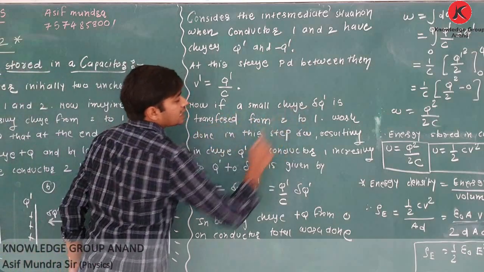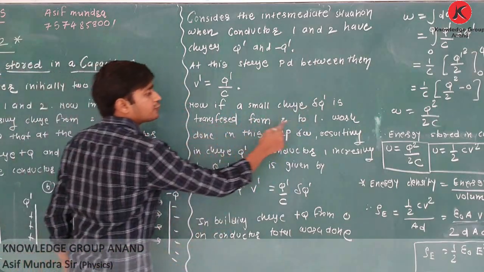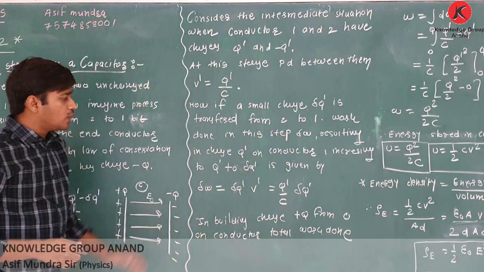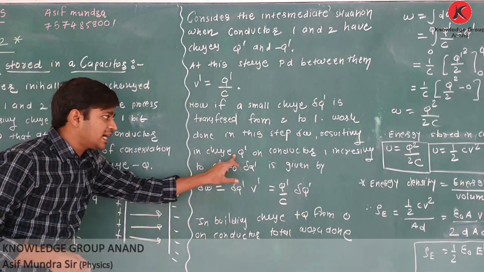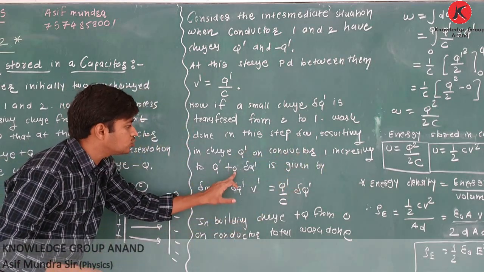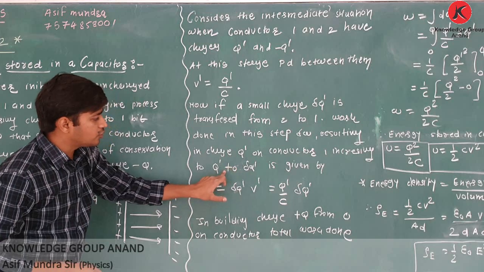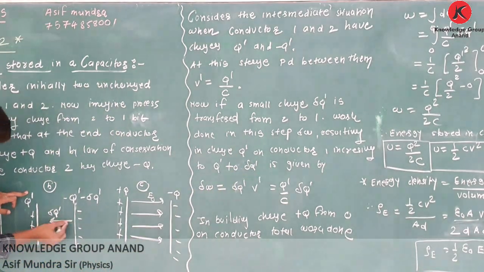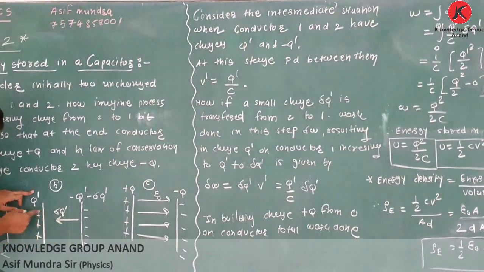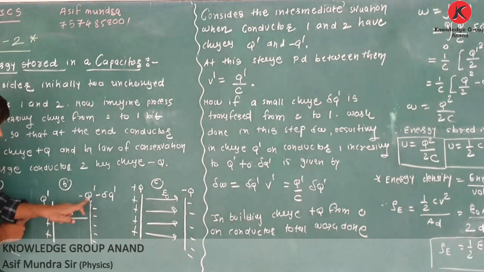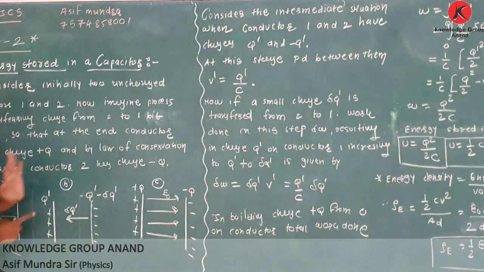Now, if a small charge del Q dash is transferred from 2 to 1, the work done in this step is dW, increasing Q dash to Q dash plus del Q dash. What is the charge on this plate? Q dash. Now if we bring charge del Q dash, then what will be the charge on this? Q dash plus del Q dash, and on this, minus Q dash minus del Q dash.